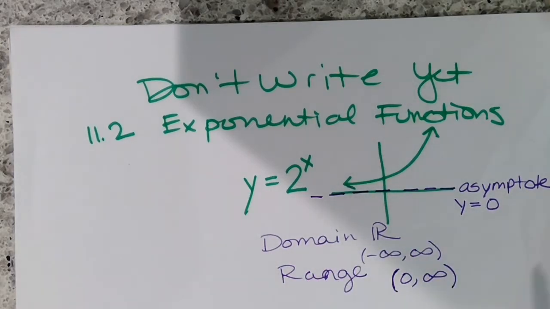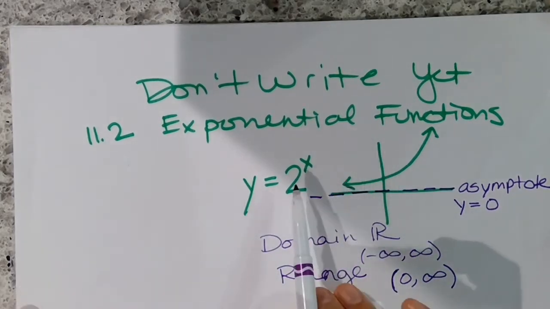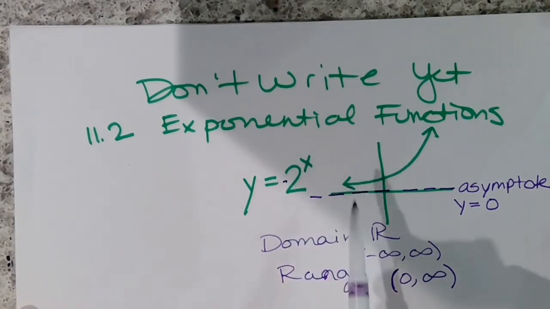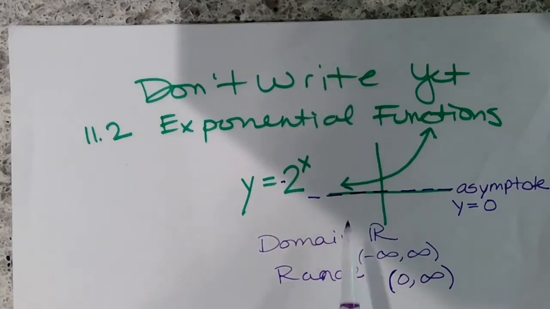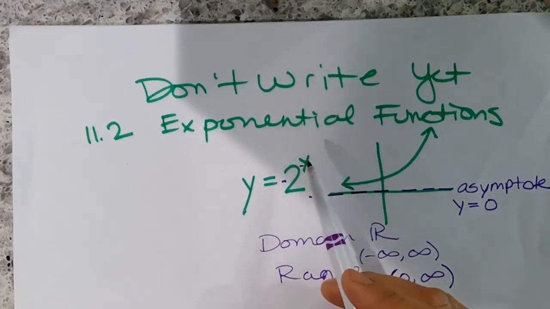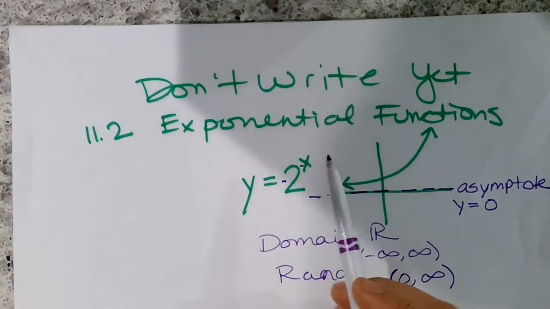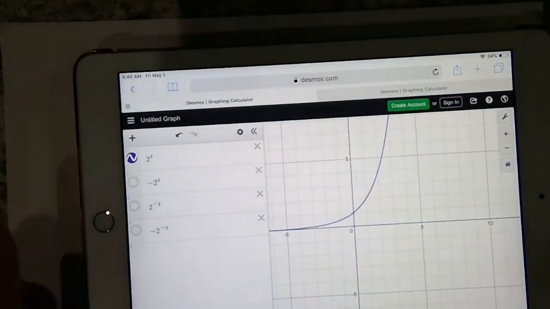Okay, and then they're going to do different things with this one. What does a negative 2 to the x look like? What does that do to your graph? What does a negative and a negative right there do to your graph? So let's play around with that. Let's see if this works.